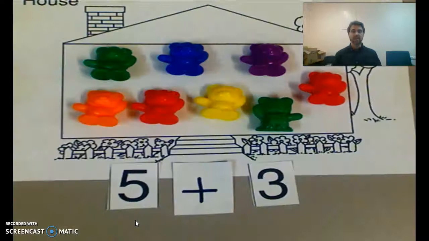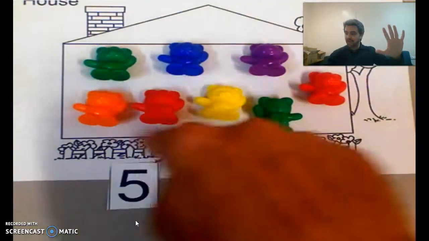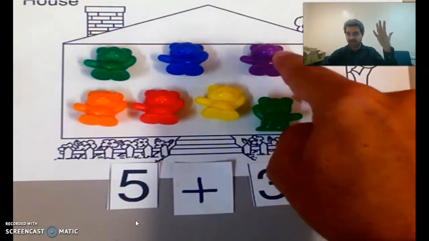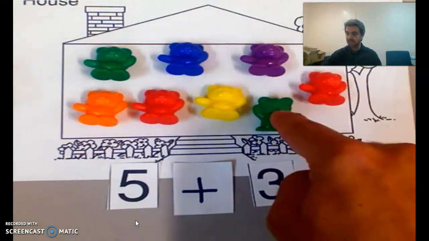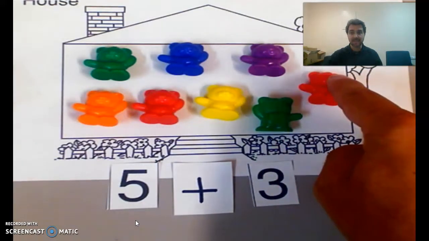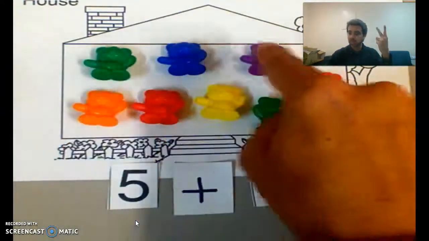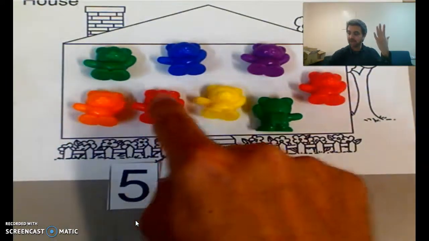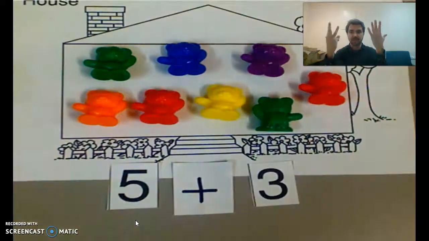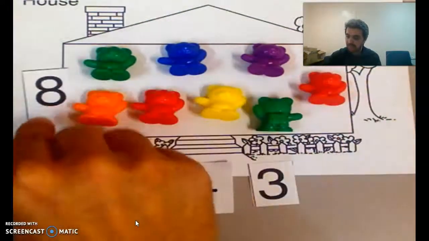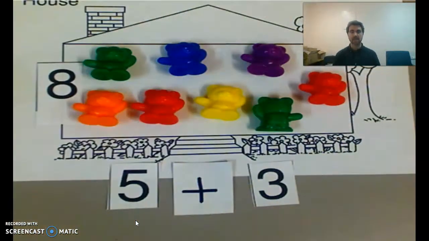Oops, I don't know if you can see that one right there in my video. Okay. So how many bears are in the house now? So we started with 5. We had our 5. And we added 3 more. So 5, 6, 7, 8. We have 8 bears. Let's just count to make sure. 1, 2, 3, 4, 5, 6, 7, 8. So 5 and 3 makes 8. So we would put an 8 in there because that makes 8 bears in the house.